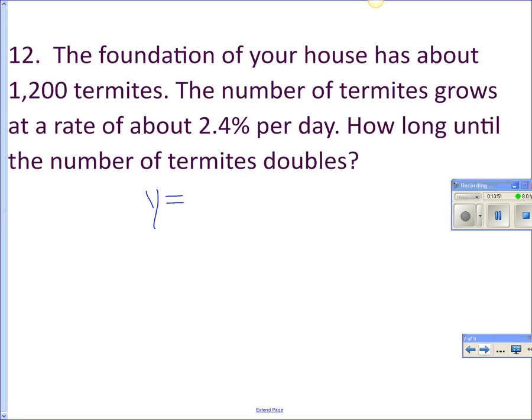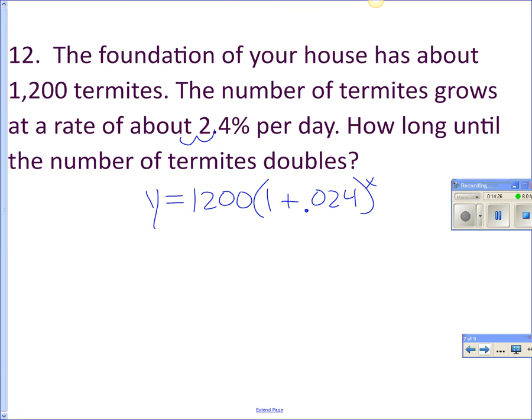Zaria, what number comes first? How many termites did you start with? Yep, so that number comes first. Dylan, what comes next in my formula? Very good. What else, Dylan? Point what? 0.24 to the x.